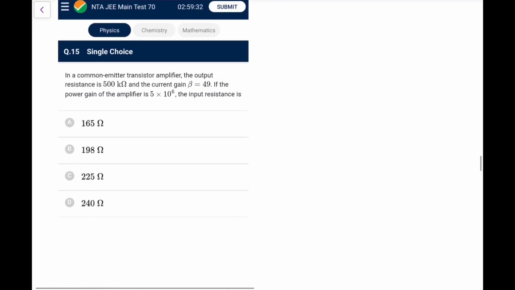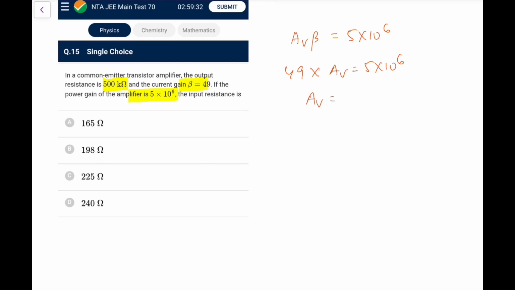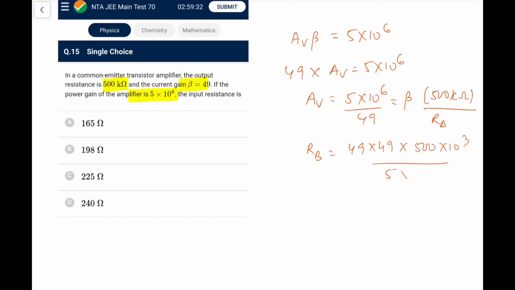Nice one, this one also. In a CE transistor amplifier, output resistance is 500 kilo ohm, current gain is 49. If the power gain is this, the input resistance is, power gain is Av into beta, beta is 49. So voltage gain, from here you can make it out, voltage gain is 5 into 10 to the power 6 by 49, and that voltage gain is equal to, again what you know, beta RC by RB. So this output is 500 kilo ohm, and this beta is again 49, so RB or input resistance, whatever you write it, is 49 into 49 into 500 into 10 to the power 3 upon 5 into 10 to the power 6.